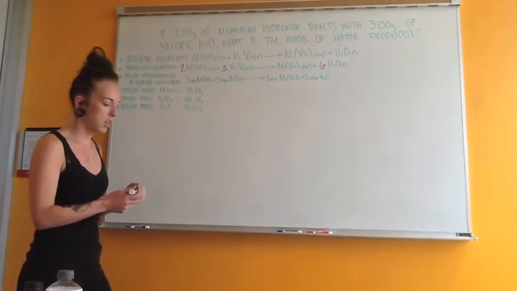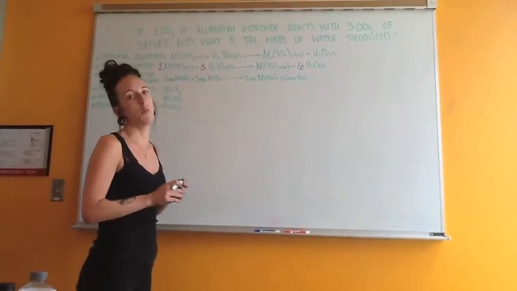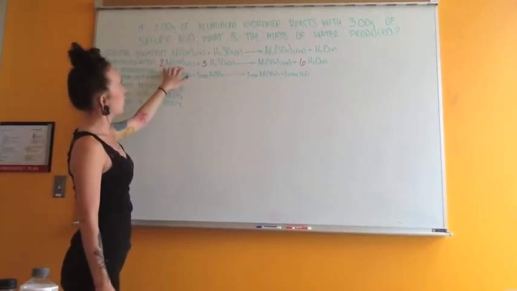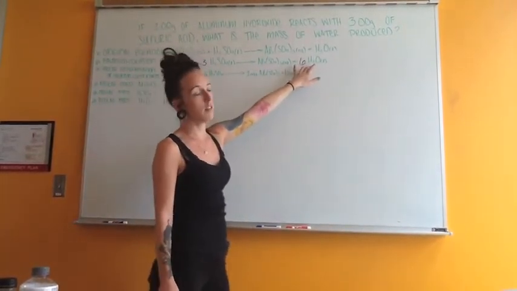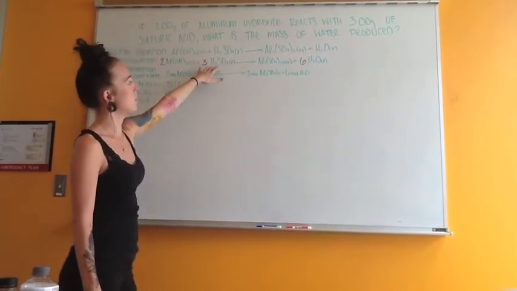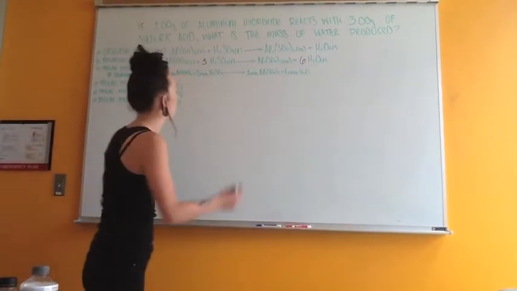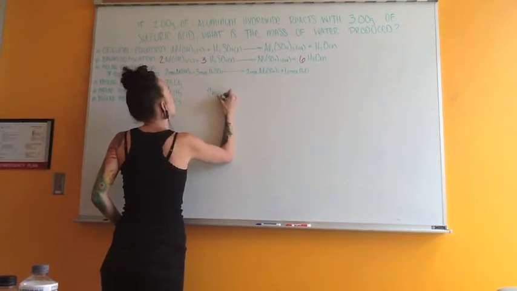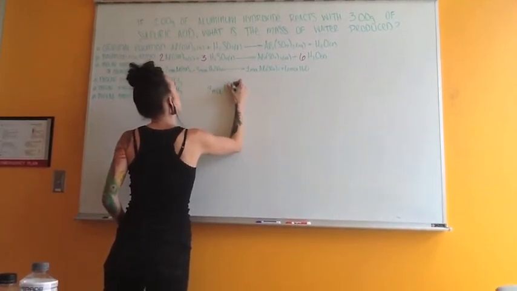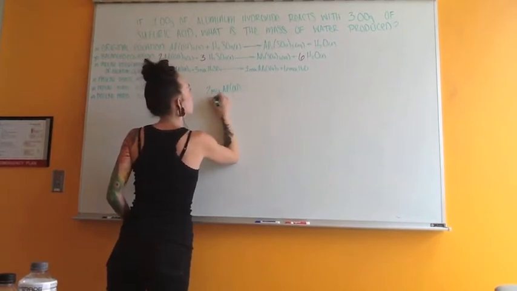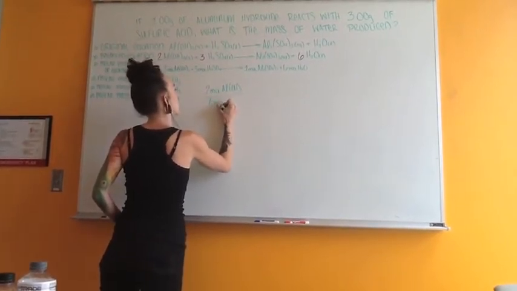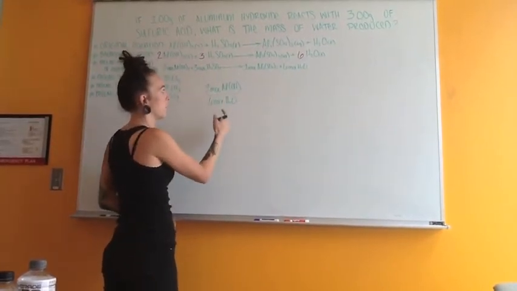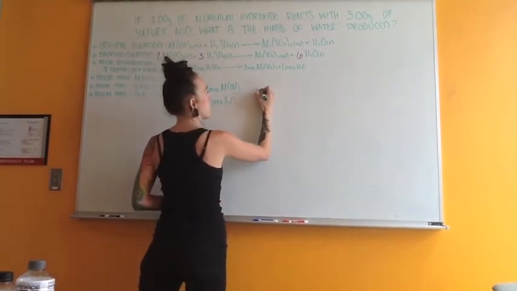What we'll start off doing is figuring out all of the unit factors that we'll be using. We're going to be relating first our aluminum hydroxide, the Al(OH)3, with the water that we are looking to find. We will also be relating the H2SO4 with the water again. So our unit factors are going to be 2 moles of Al(OH)3 to 6 moles of water, and you're going to want to reduce that, so it's actually 1 to 3.